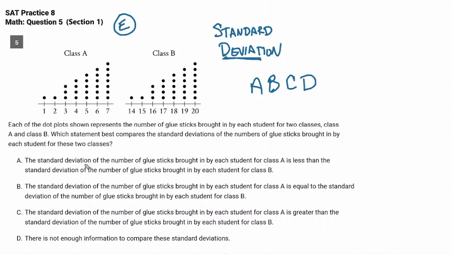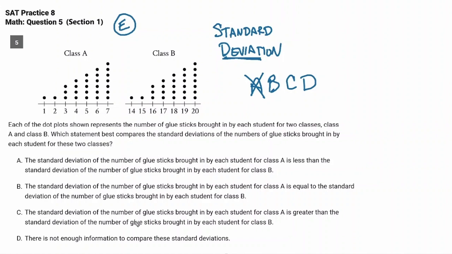A says standard deviation of the number of glue sticks brought in by each student from Class A is less. No, you could see they're the same, so cross that out. B, standard deviation of the number of glue sticks brought in by each student for Class A is equal to the standard deviation of the number of glue sticks brought in Class B. Well, that's what we said, so let's keep that.